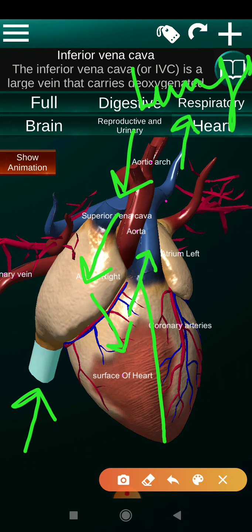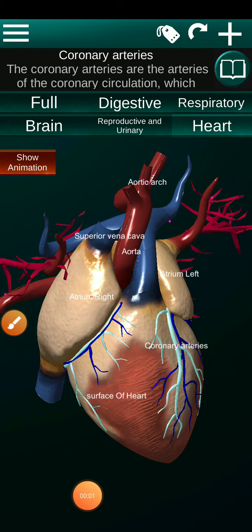After purification it comes back into the pulmonary vein. From the pulmonary vein it enters into the left atrium, then to the left ventricle, and from the left ventricle it is pushed towards the aorta, and from the aorta to the different body parts. This was the functioning of the heart.